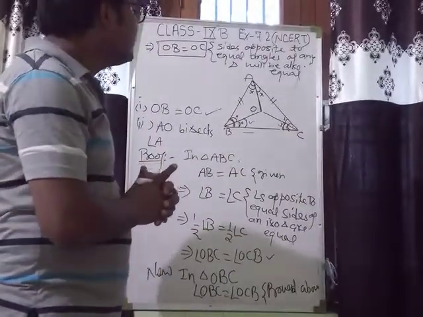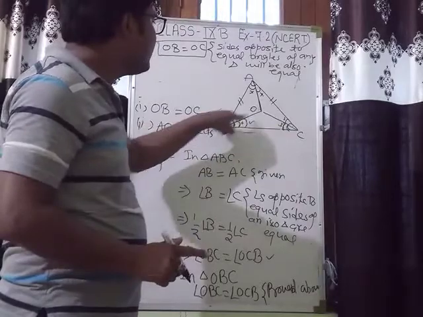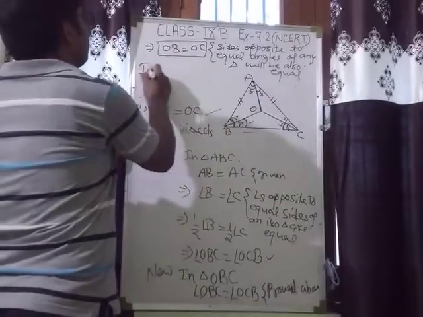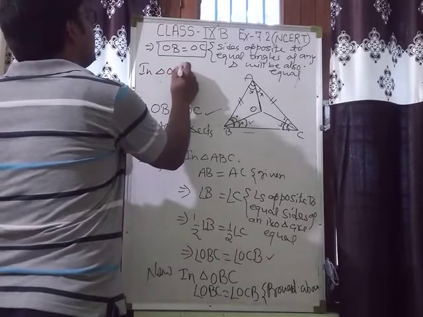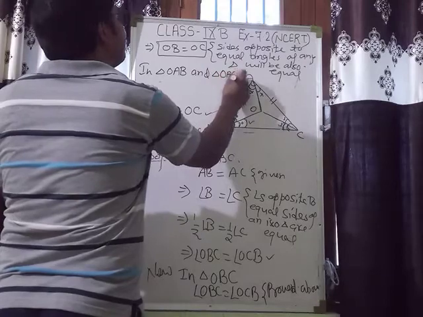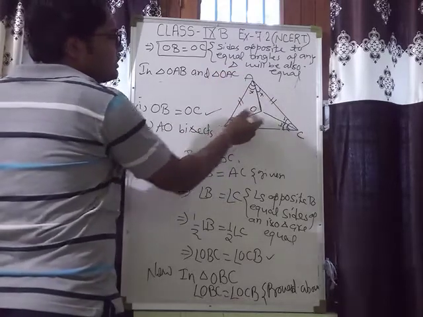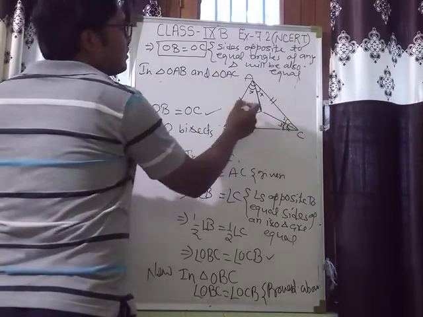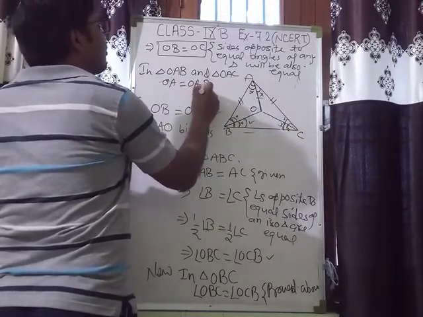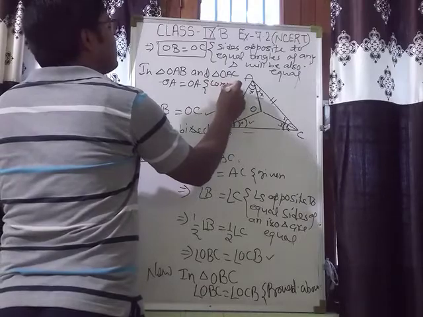See, consider triangle OAB and triangle OAC. In triangle OAB and triangle OAC, consider these two triangles. OAB, this one, OAC, this one. You can see OA is common in both. OA is the common side of both triangles. Okay?